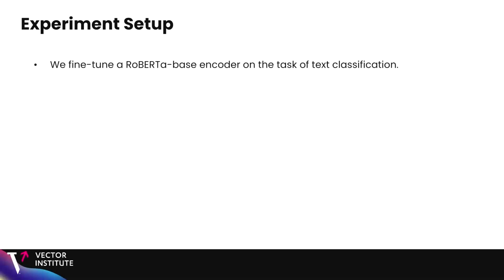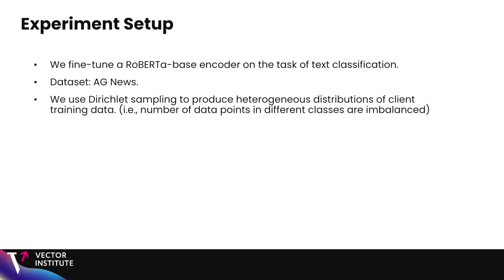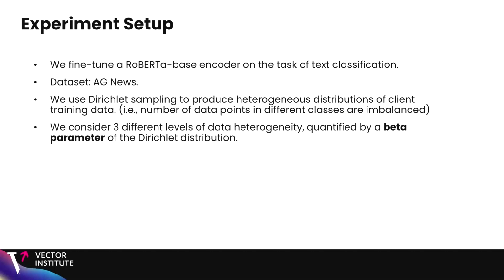But before that, I'm going to explain the experiment setup. So we fine-tuned a Roberta-based encoder on the task of text classification. We used a pretty canonical dataset, AG News. And because in federated learning, we often encounter situations in which the data distributions across clients are very different, we used a Dirichlet sampling technique to model this heterogeneous distribution setting. All this means is that the number of data points in different classes are very imbalanced for each client, and their datasets are also pretty distinct across different clients.